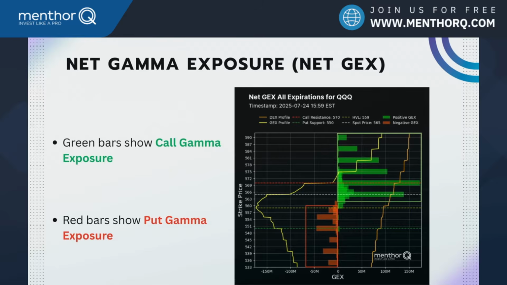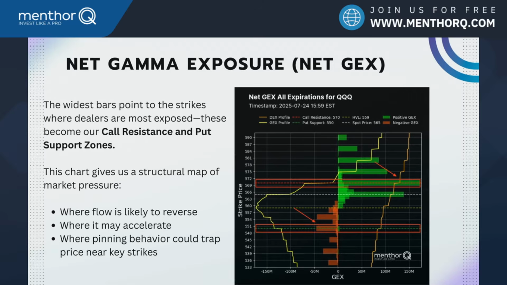The net GEX chart really helps us visualize the distribution of gamma exposure across strike prices. The green bars show the net call gamma exposure, and the red bars show the net put gamma exposure. Also very important, the widest bars point out the strikes where the dealers are most exposed, and these become our core resistance and put support zones.